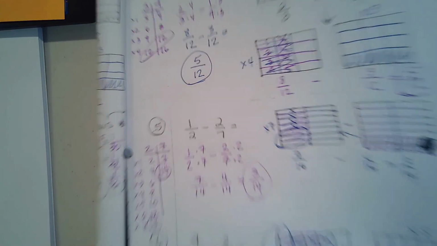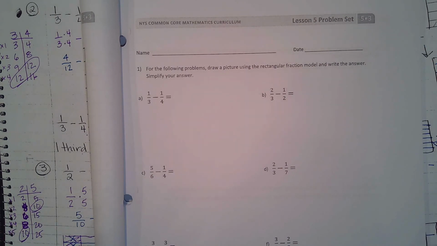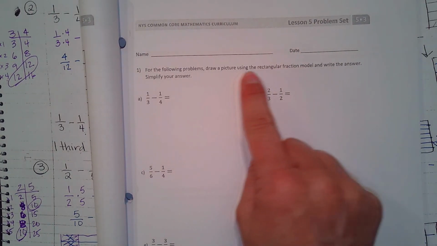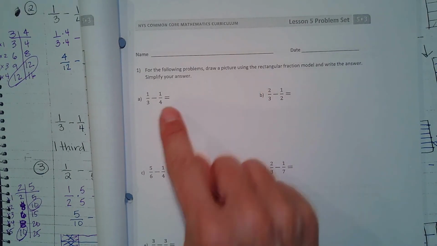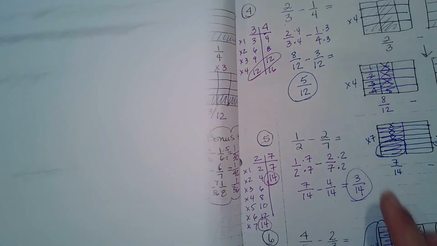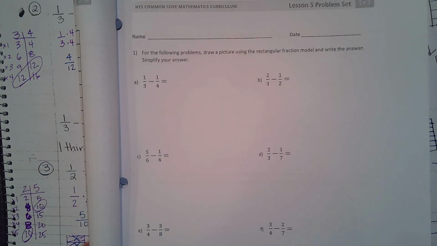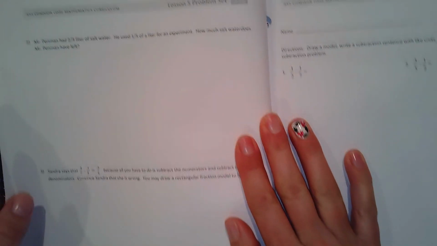All right, so as you can imagine, the problem set is going to follow along exactly with what we just did in the concept development. So yes, you're going to draw a rectangular fraction model and write the answer and simplify your answer. So by using the least common denominator, you're going to end up with the simplest fraction. And then we are using the operation of subtraction.